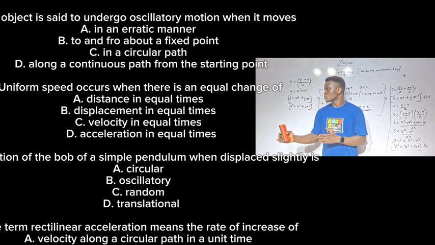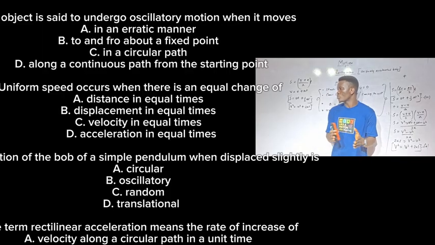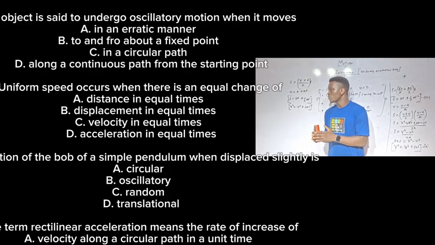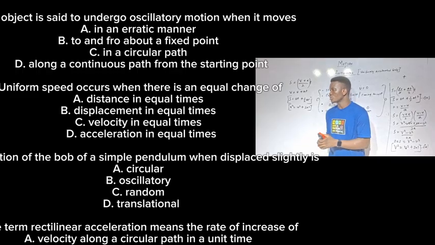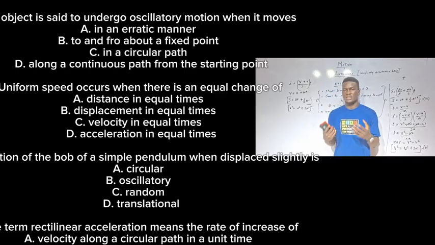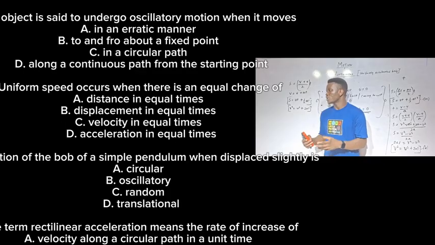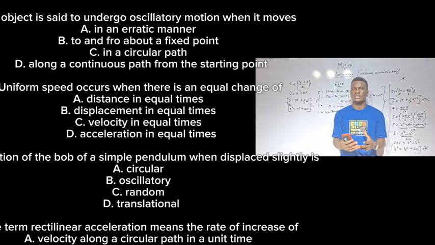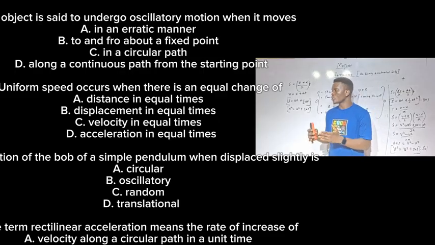So question 2. An object is said to undergo oscillatory motion when it moves where? When it moves to and fro. So A, when it moves in an erratic manner, that is random motion. B, to and fro about a fixed point. Yes, that is correct. That is exhibiting simple harmonic motion. C, in a circular path, that is circular motion. D, along a straight path, that is talking about rectilinear motion.